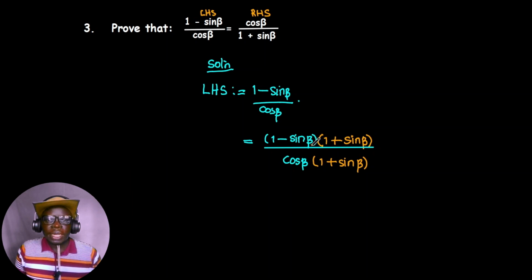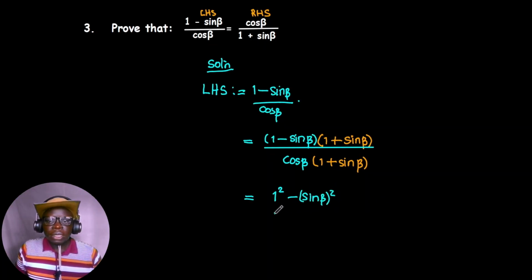Now let us go ahead and expand this. There are many ways of expanding. If you recognize this one here from difference of two squares, then you can see that the first one here will be squared, and we have 1 squared minus the next one here, which is sine beta, also to be squared.